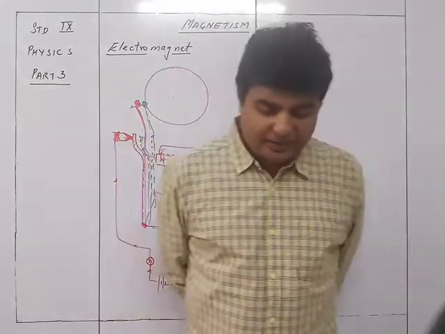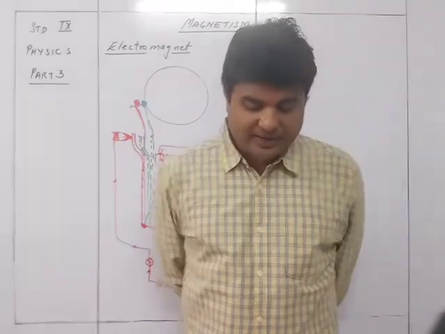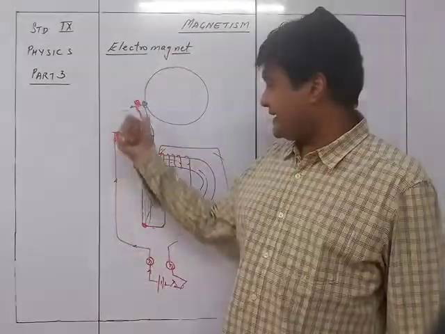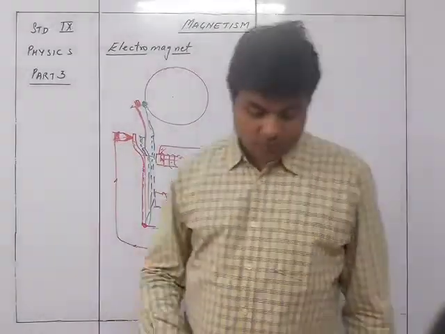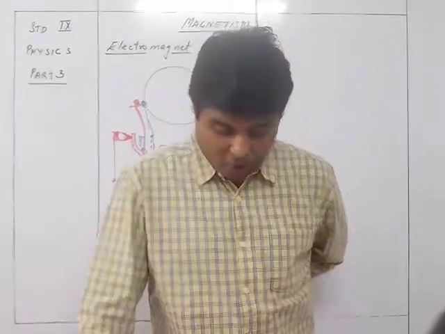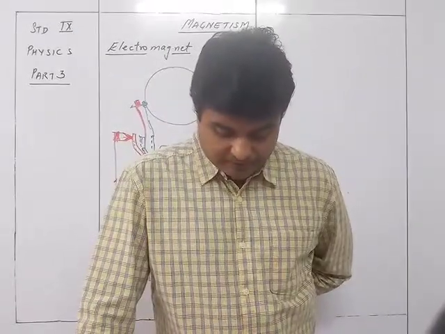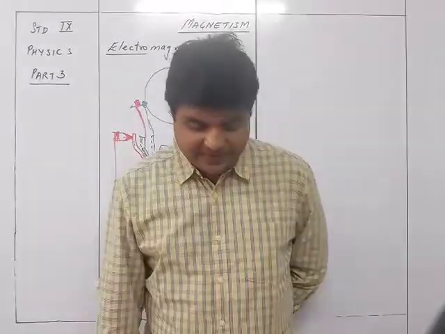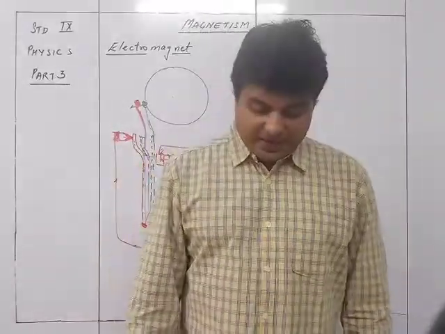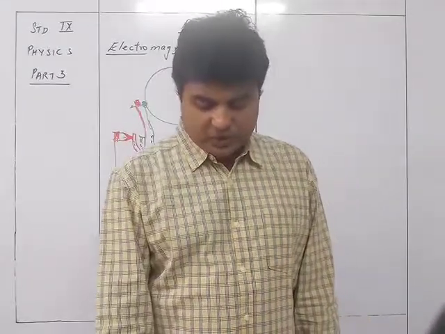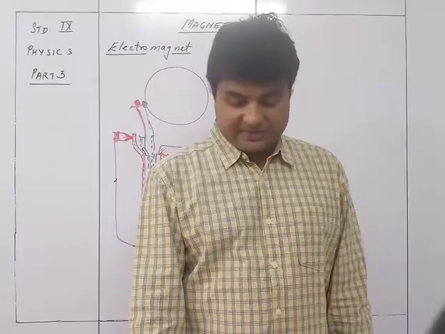At the moment when the armature A, due to magnetic attraction, moves towards the electromagnet, the connection between the strip SS and this particular screw breaks, due to which the flow of current in the coil stops, and consequently the electromagnet loses magnetism. That is, it gets demagnetized and the armature A flies back to its original position due to the spring effect of the strip SS.